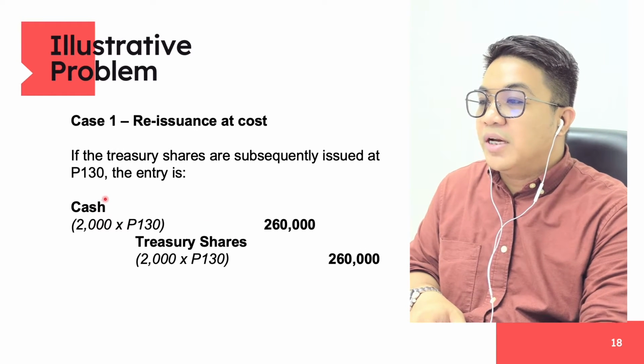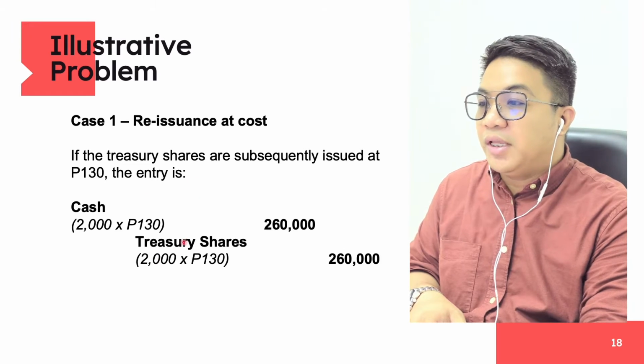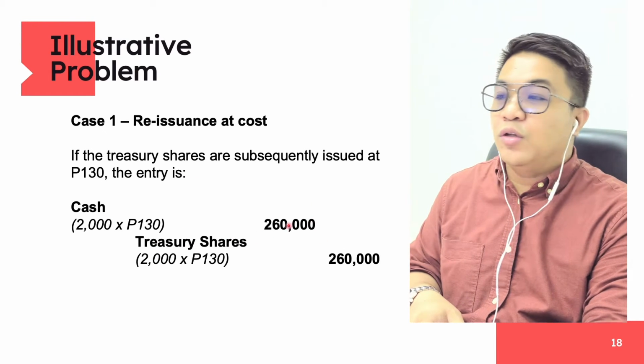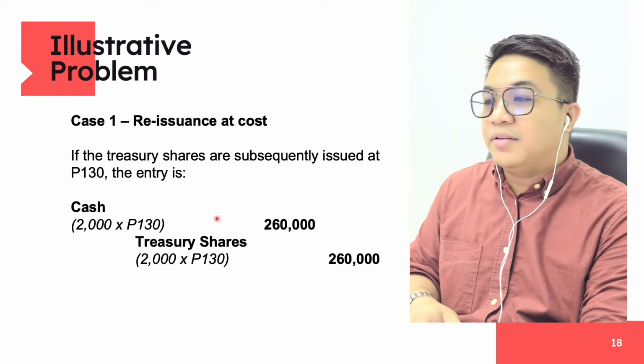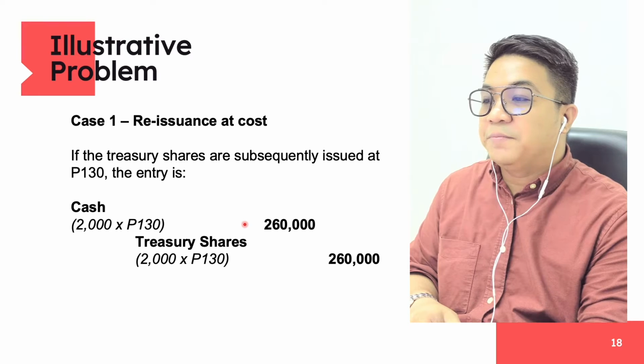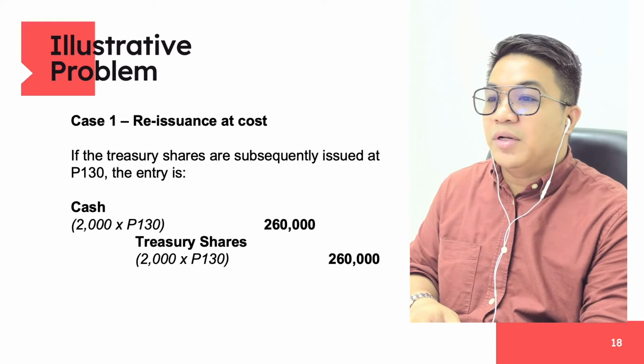So, 2,000 shares multiplied by 130. Yan yung gagamitin natin na price, 260,000 pesos, kasi nakalagay dito at 130 pesos per share. Okay? So, credit treasury shares.